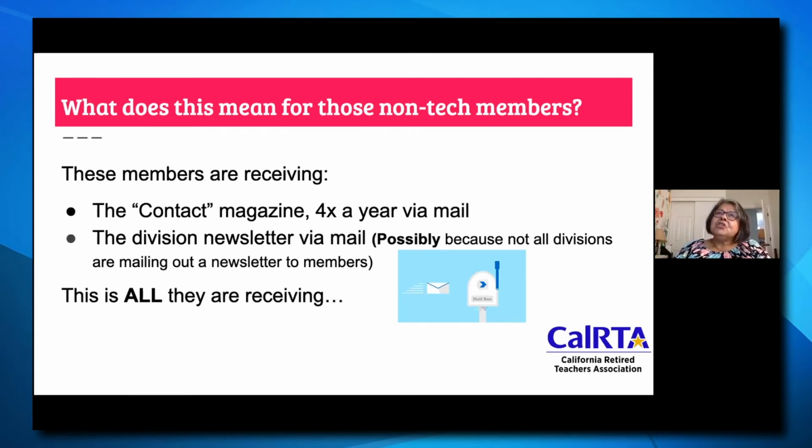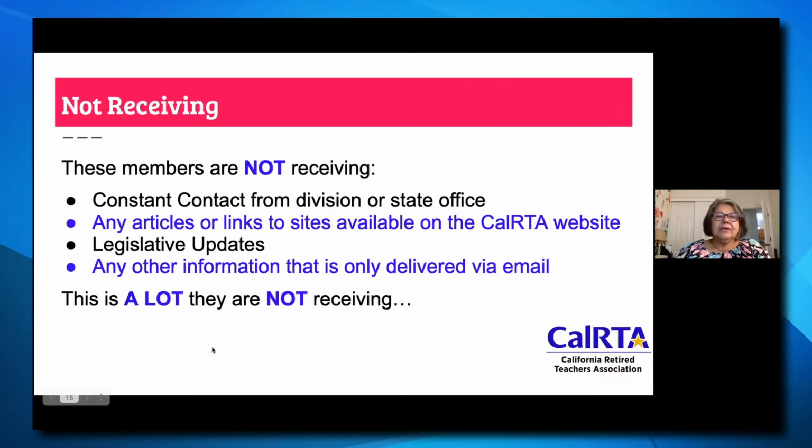Think about how much information you are getting via emails, constant contacts, etc. So they're not receiving any constant contact from the division or state office. They're not receiving articles or links to site available on the website. They're not even accessing our website. They're not receiving ledge updates or any other information that is only delivered via email. That's a lot of information that they are not receiving.